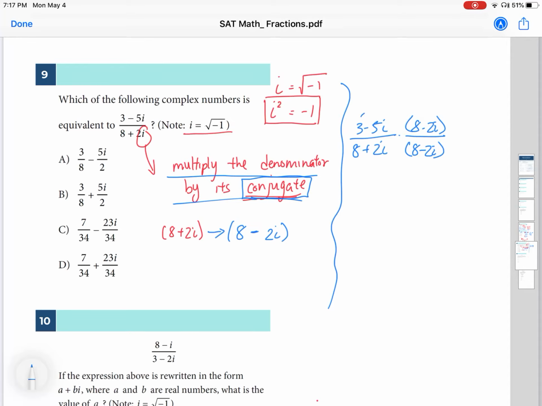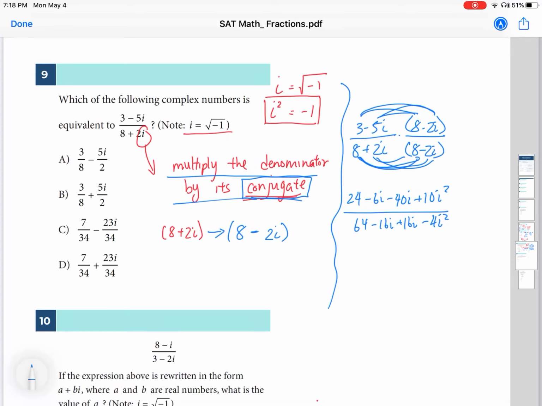In the numerator, I'm going to draw the arrows here because this looks a little bit tricky. My first term is going to be 24. My outside terms are going to multiply together to be negative 6i. My inside terms are going to be negative 40i. And my last terms are going to be plus 10i squared. In my denominator, same foiling method. First, outer, inner, last. I'll get 64 minus 16i plus 16i minus 4i squared.